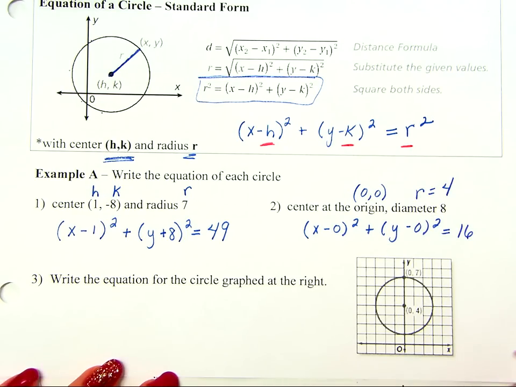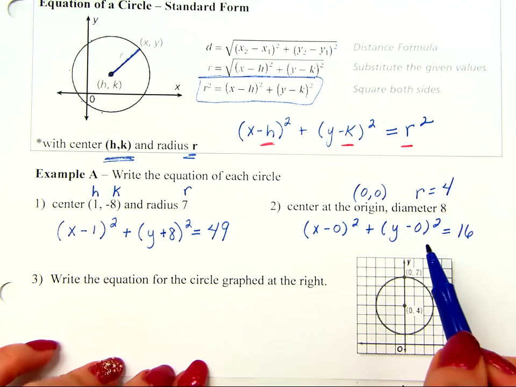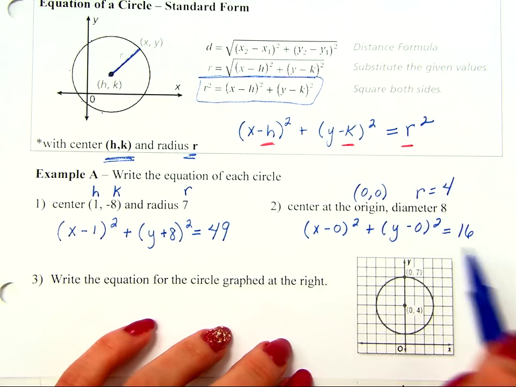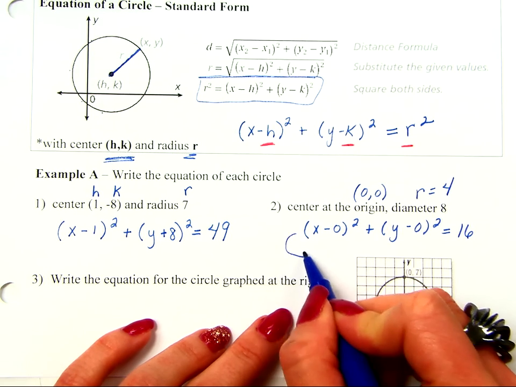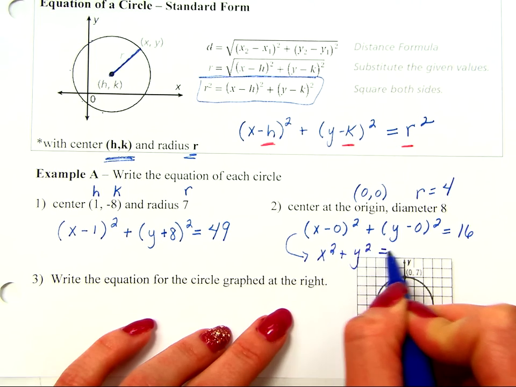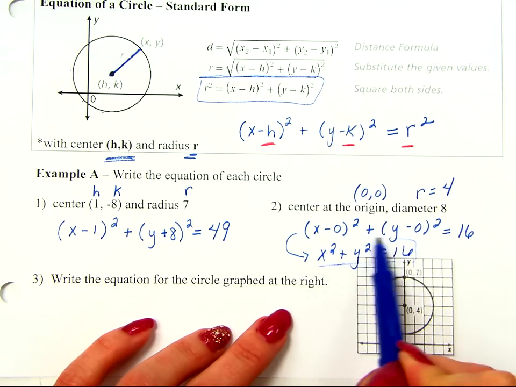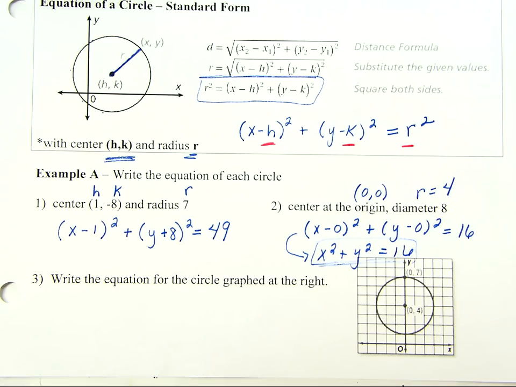I will tell you that I don't have to have the zeros in there, and if we were writing it as simple as possible, we would want to eliminate some of those symbols and numbers. So you may see this equation written as x squared plus y squared equals 16. That means the same thing. This one is probably considered more simplified. I'm pretty flexible there. I would take either answer.